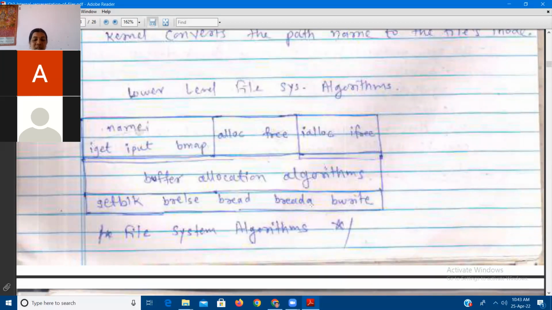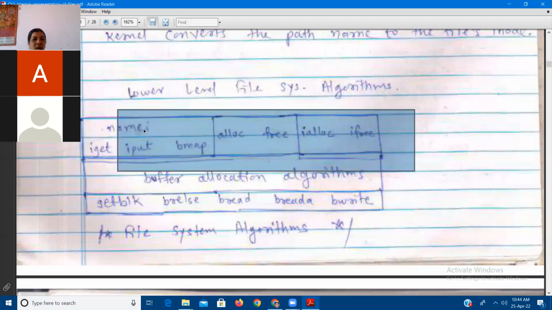So all these algorithms we discussed as part of the second chapter, and now as part of the third chapter, we are discussing these many algorithms. That is the NMI algorithm, iGet, iPut, BMAP, alloc, free, and ialloc, ifree. So actually iGet and iPut.